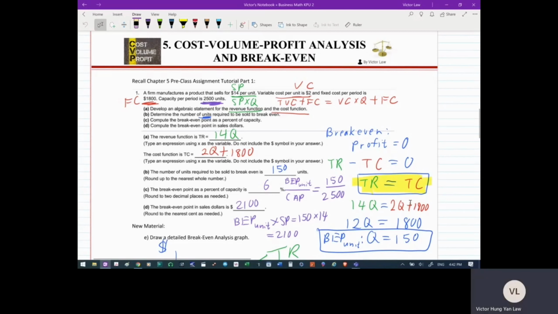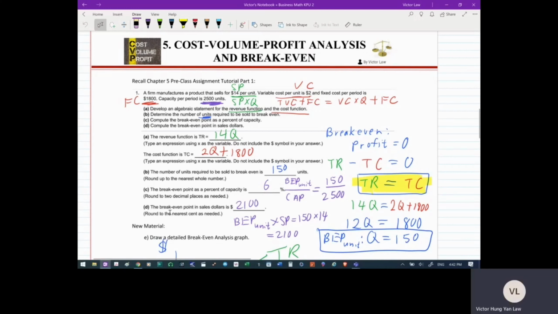So we equate those two equations, and then we solve for Q. And Q is 150, and that is your break-even point in units. So that's how many units we need to sell to break even. And then we also calculated the break-even point as a percent of capacity by just taking the 150, the break-even point in units, dividing that by the capacity of 2,500 to get to 6%.